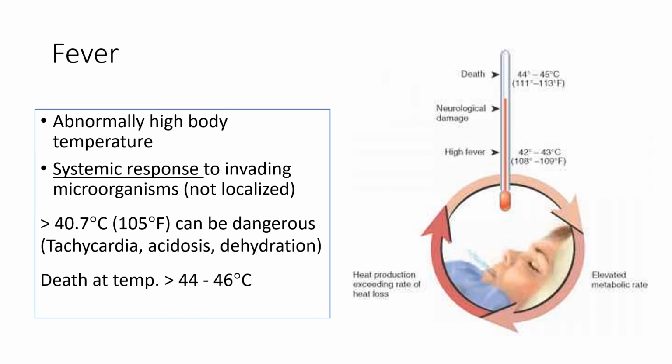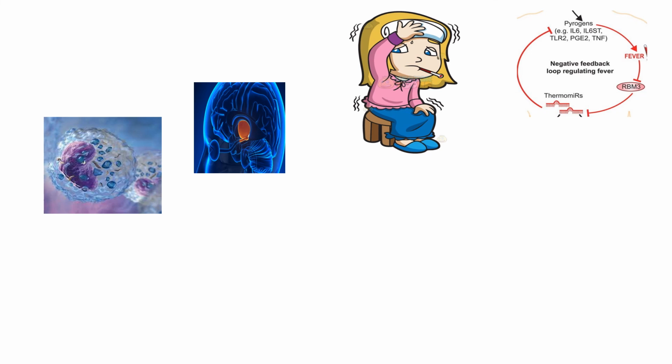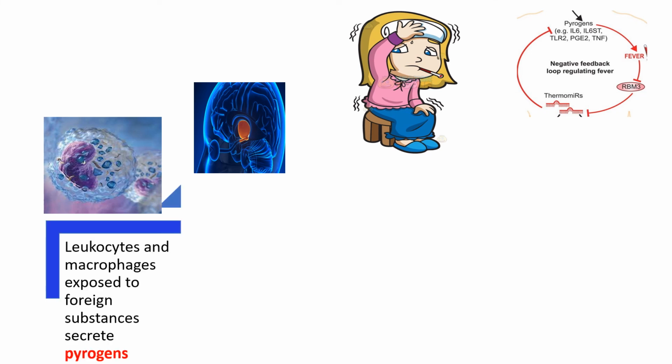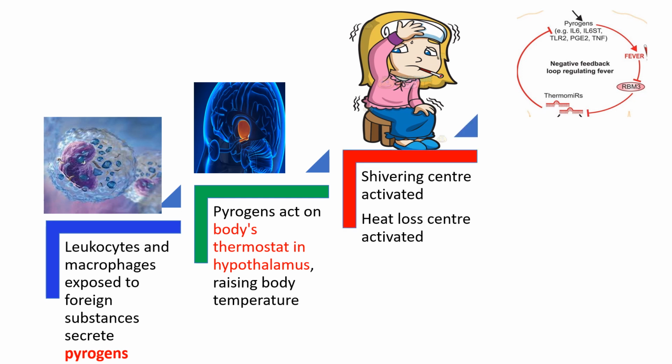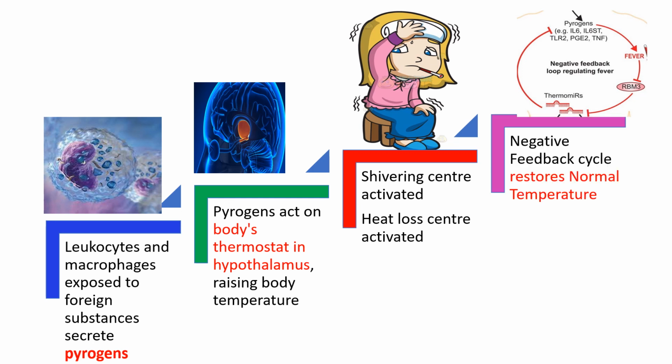We are familiar with the term fever, in which there is abnormal body temperature, a systemic response to the invading organism which is not localized. So we have different steps involved in the generation of fever. First, the leukocytes and the macrophages, which are exposed to the foreign substances, secrete pyrogen. Next, the pyrogen acts on the body thermostat present in the hypothalamus and increases the body temperature. The shivering centers are activated, the heat loss centers are activated, as a result of which a person feels febrile and has that shivering.